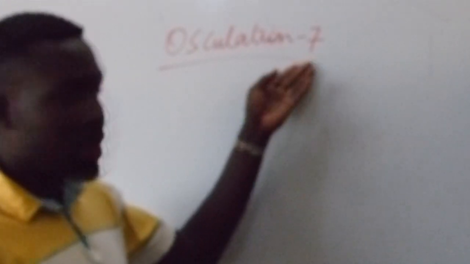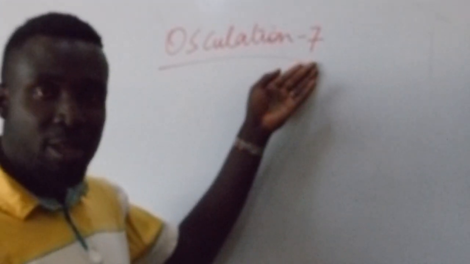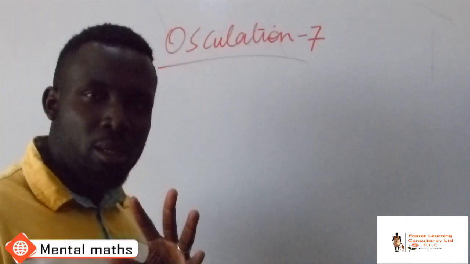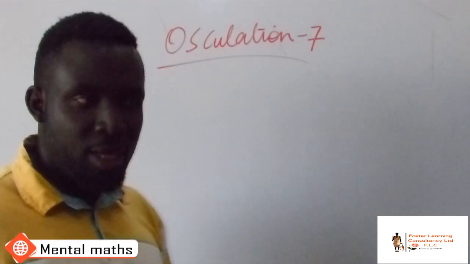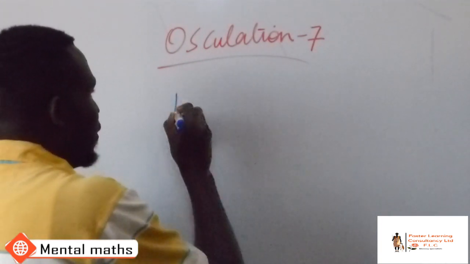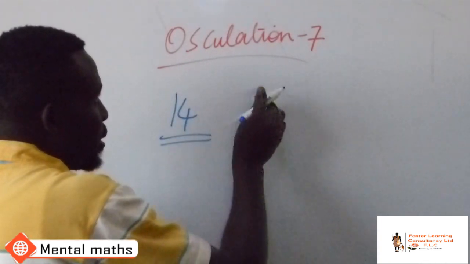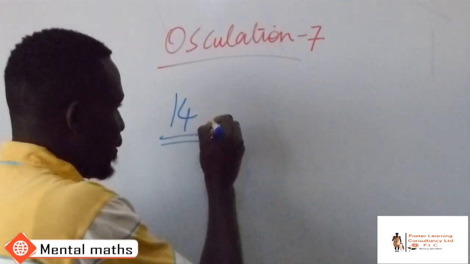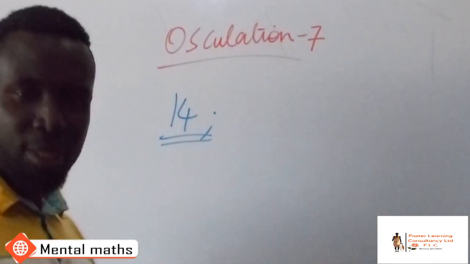Our main focus now is the osculation of 7. We want to check what shows that a number is divisible by 7. So let's check the normal ones, for example, if you have 14. For you to osculate any number by 7, it's recommended that you use 5. So osculation for 7 is always 5.